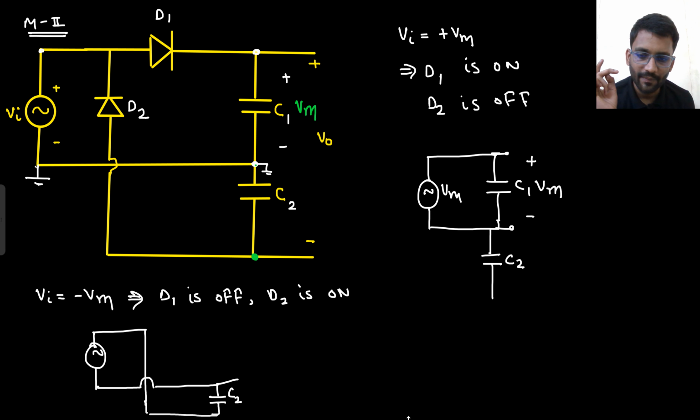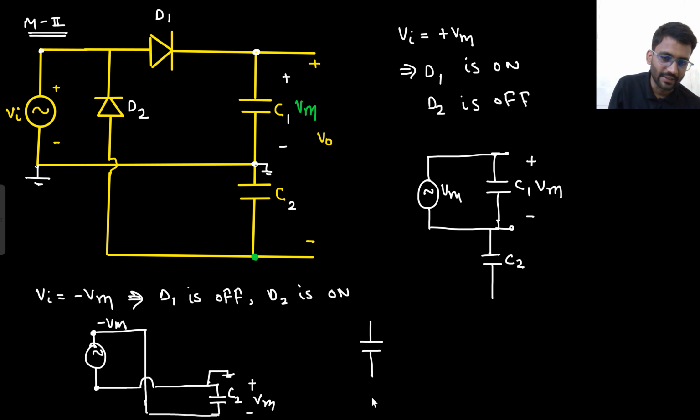This node is grounded. This potential is 0. What will be this potential? This potential is actually Vin, that is minus Vm. If this is 0, this potential is Vin, and Vin is equal to minus Vm. So this potential will be minus Vm. Now this same minus Vm will travel here, and this potential will also be minus Vm. Right? So capacitor C2 is getting charged in this direction, like this.